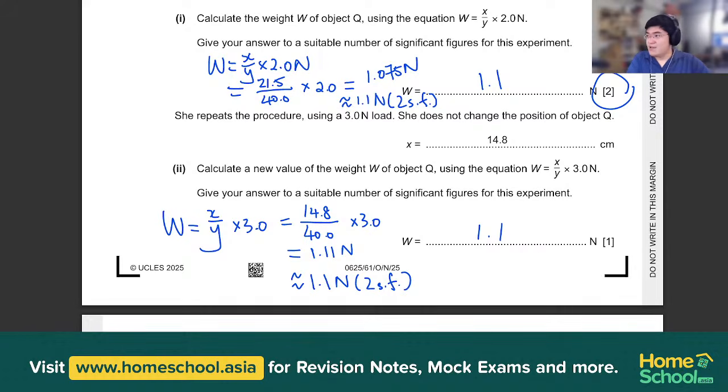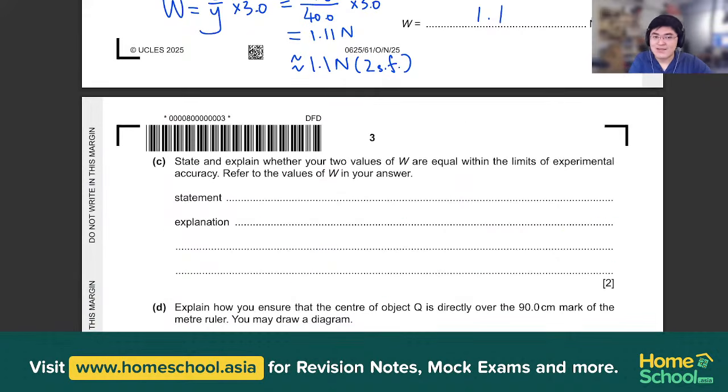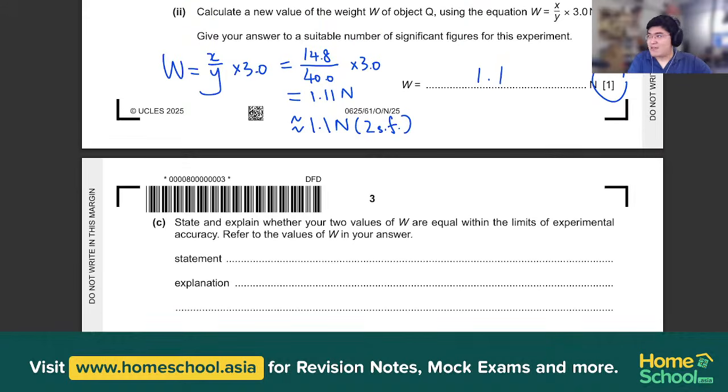So this is a 1 mark question. 1 mark is given here if you use the same number of significant figures here as part 1 over here. Since it's 2 and 2, you get your 1 mark. Now, with that said and done, let's move on to part C.